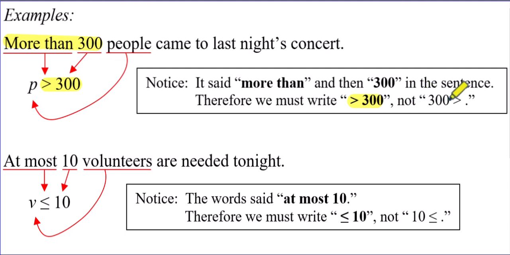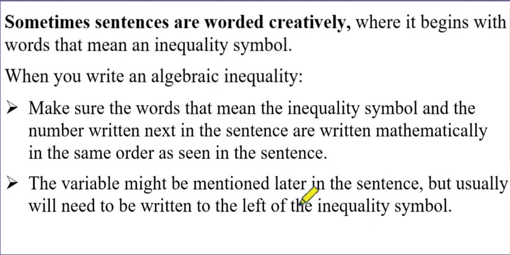We are not going to put the 300 on the other side of the inequality symbol because it was not on the other side of the words more than. It was to the right of the words more than, so it has to stay to the right of the symbol. However, something has to go to the left of the symbol. And as I already told you, that is most of the time going to be the variable.